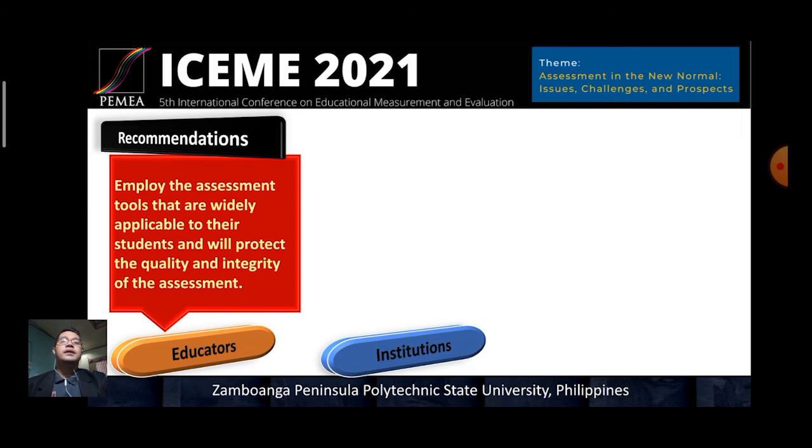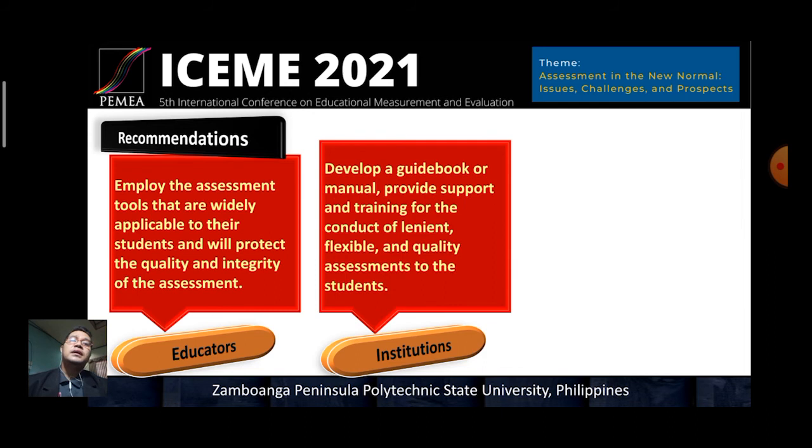The next specific recommendation is for our institutions. We believe that institutions should develop a guidebook or manual for assessment practices. If an institution has this manual or guidebook, teachers who are confused and teachers who have less experience in the conduct of assessments during a crisis or during a pandemic will be able to be guided, or have direction in doing and implementing assessments for their students. So these are very good resources in terms of clarity and at least a better implementation of assessment in spite of a gray area at this time.